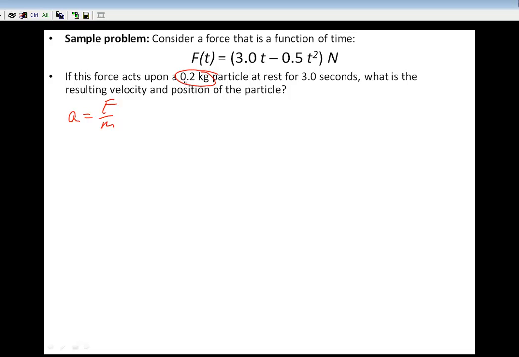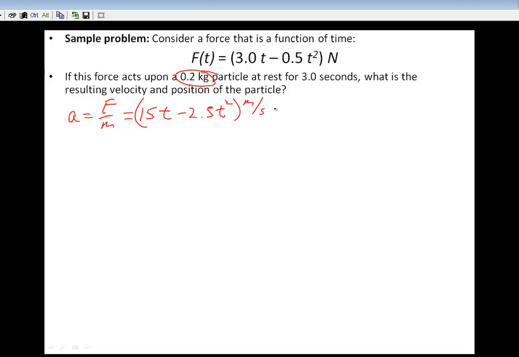So that would make my acceleration function 3 divided by 0.2, that comes out to be 15. Can you guys get your calculators out, please? 3 divided by 0.2 will make this 15t. What about 0.5 divided by 0.2? So that's going to be minus 2.5 t squared, in meters per second squared.